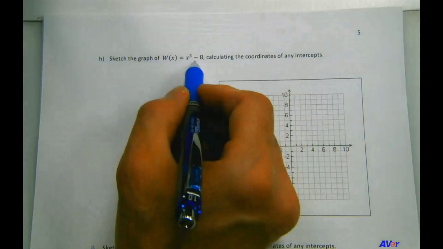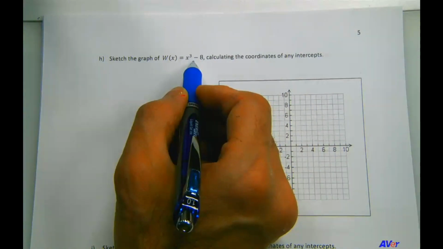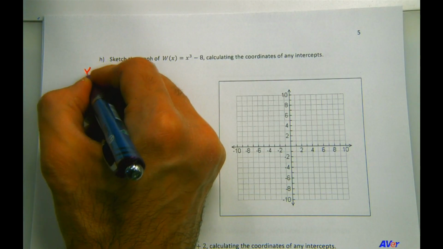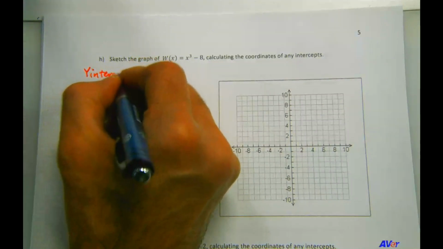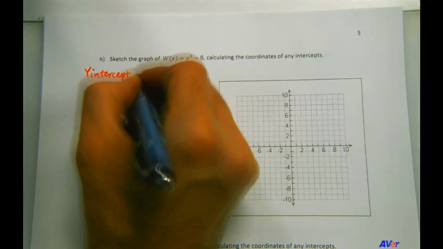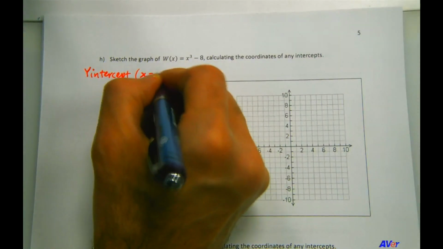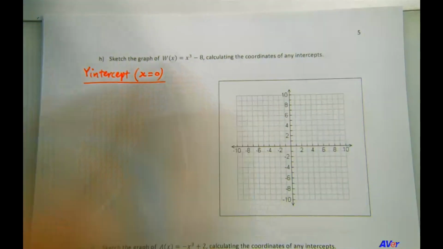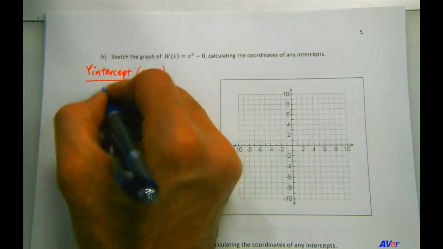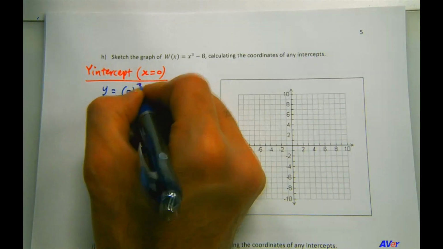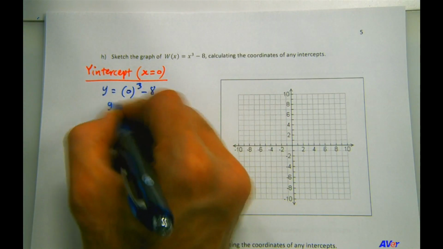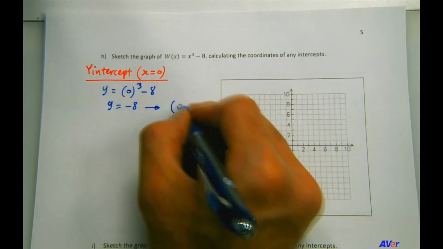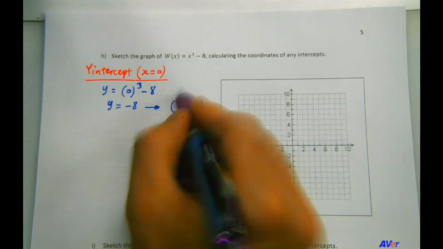the intercept is going to be along the y-axis. So this will be the y-intercept. It's easier to calculate immediately, and that's when x equals 0. So if you substitute for x with 0, what do you end up with? You end up with y equals 0 cubed minus 8, or y equals -8, which means the y-intercept is at 0, -8. That's the y-intercept.